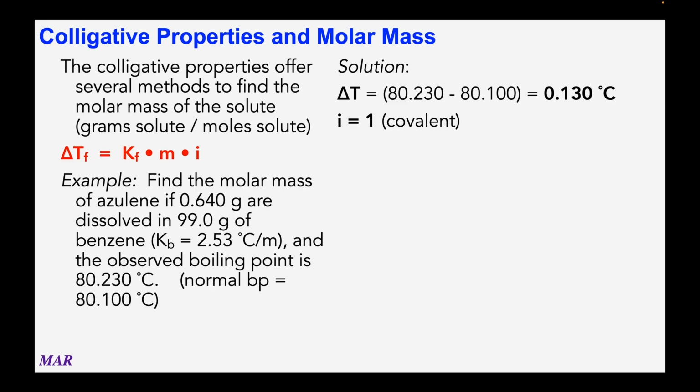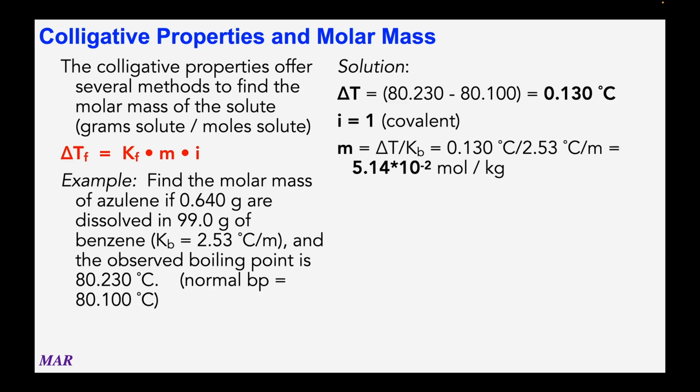So let's figure out how this works. Delta T equals K times m times i is the big expression. Delta T is the difference between the boiling points, and when you do that for benzene here, it comes out to be 0.130 degrees Celsius. Now, i is just 1 because these things are all covalent, so we don't have to worry about that. And also, we have the K value there. It's a Kb value. Oops, that says Km. That's a typo, sorry about that. It's a K value, that's the important part. You don't need to worry about b's and f's like I do as your instructor. Anyway, we can solve for m.